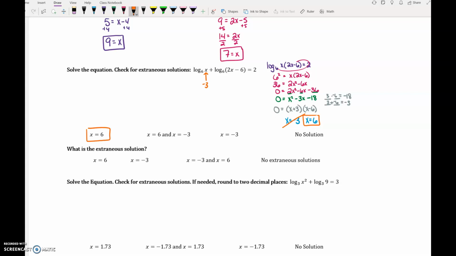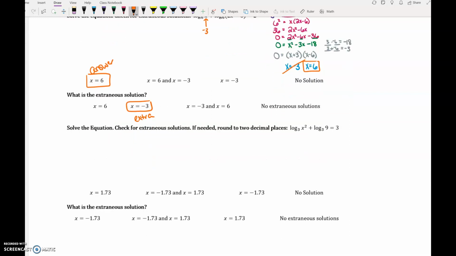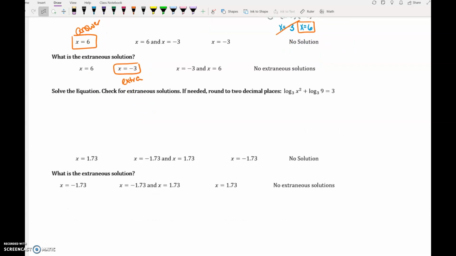The next part asks, what is the extraneous solution? That's where you punch in that negative 3 was the extraneous, because I do want to see that you have both of them. So enter the actual answer in the first part and then the extra answer that we crossed off is what you enter in the second part. This last one's a little bit different than what we have done, but you follow the same steps.